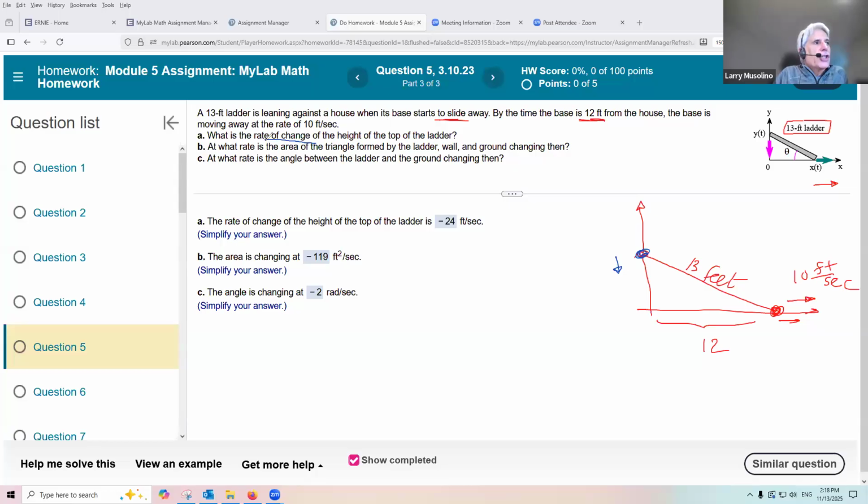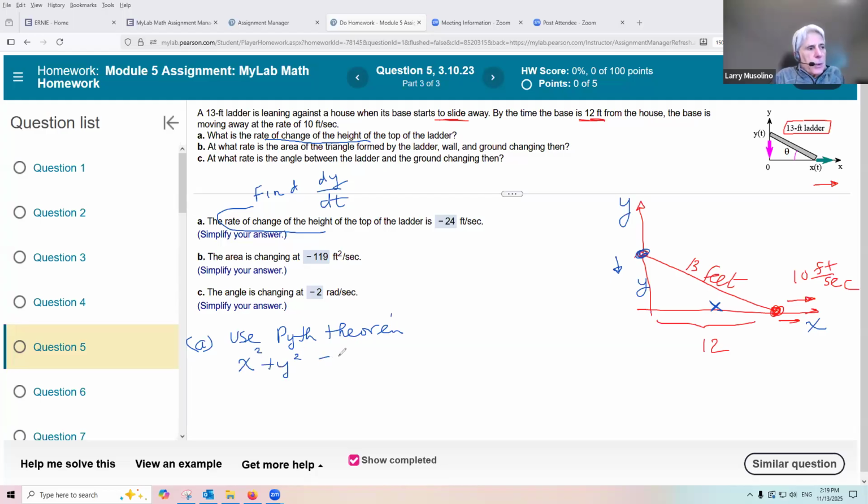What is the rate of change of the height of the ladder? And of course, we'll label this as X and Y. So really, part A is asking us to find dy/dt. That would be the rate of change of Y over time. All right, well, let's see if we can set up some kind of a relationship here. The obvious relationship for part A is to use the Pythagorean theorem because it's a right triangle. So if I call this X and I call this Y, I can write that X squared plus Y squared equals 13 squared.